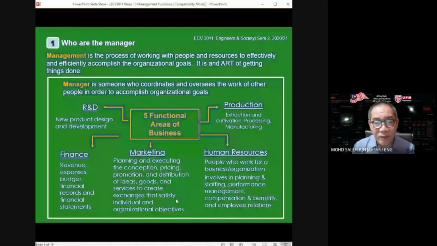We find different ways and means to actually do that, and sometimes we find different people and different resources. So that's what the concept of the whole management is all about. And therefore, the manager is someone who coordinates and oversees the work of other people. It is not just his work, but the work of other people in order to accomplish the goals that he has decided.